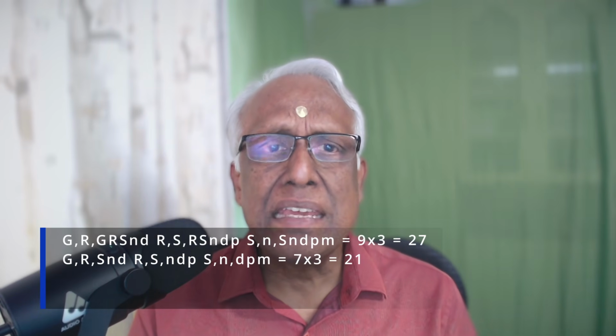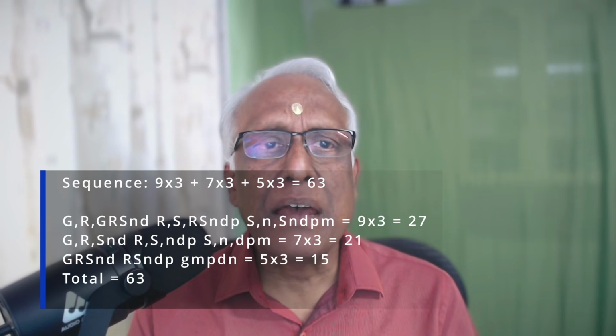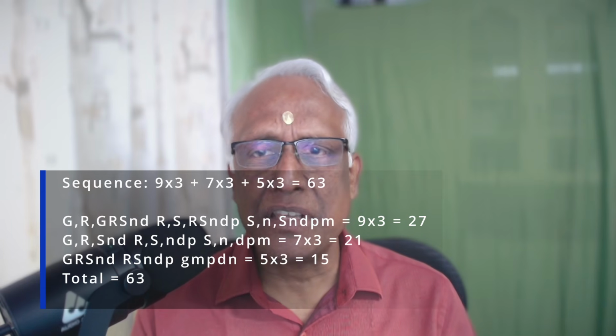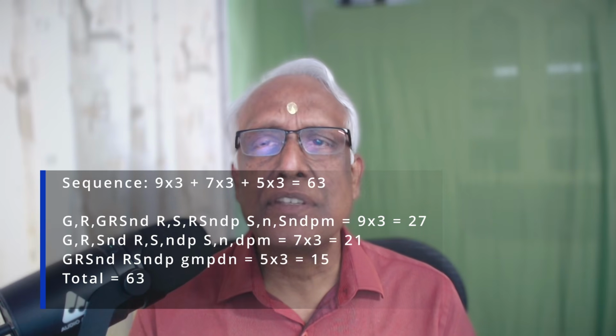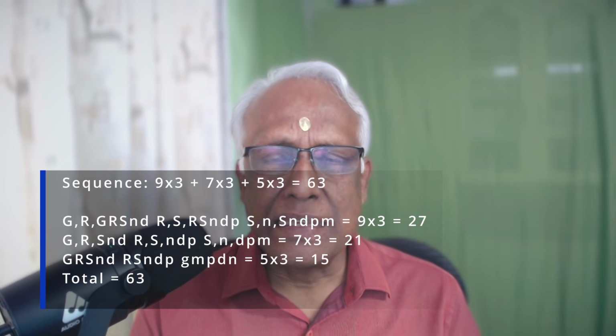Then gari sani da re sani da basa ni da bama is 7 into 3, which is 21. Then gari sani da re sani da pa gama badani would be 5 into 3, which is 15. If you add all this up, 27 plus 21 plus 15, it comes to 63. Now, a single cycle of talam, that is one avartanam of talam, gives us 8 into 4, 32 notes. So, if we do the avartanam twice, we have 64 notes, but we need only 63. So, we need to skip just one note at the start of the avartanam and the rest of the things will fall in place. I'll show how it can be done.